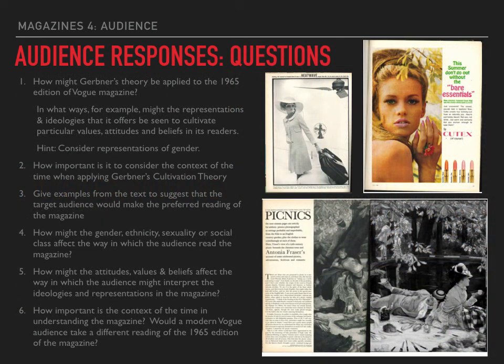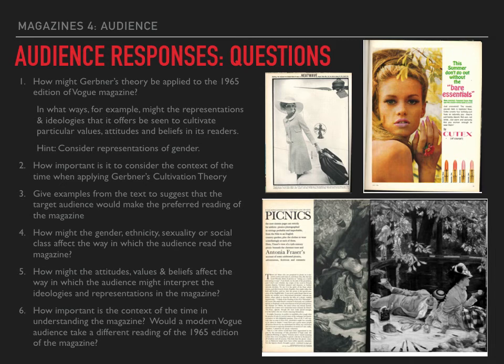So let's put some of these ideas into question form. And as always, remember to consider all of the magazine when thinking about some answers to this. The first question is, how might Gerbner's theory be applied to the 1965 edition of Vogue magazine? In what ways, for example, might the representations and the ideologies that it offers be seen to cultivate particular values, attitudes and beliefs to its readers? As a hint, consider representations of gender.